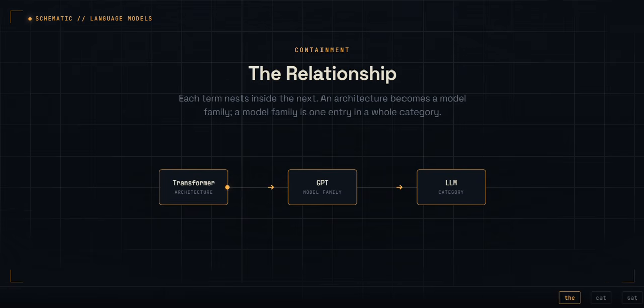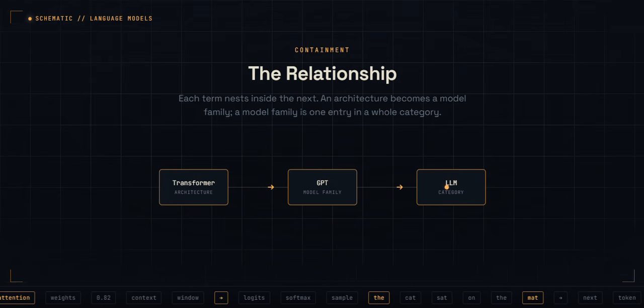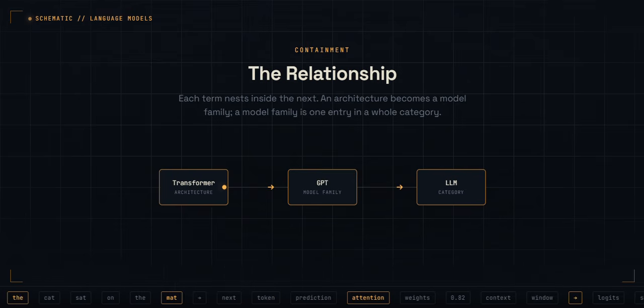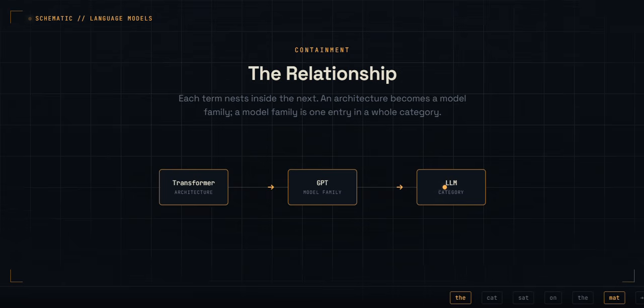Think of it like building a car. The transformer is the engine design. Using that design, OpenAI built the GPT family. But GPT isn't the only one. There are many large language models. That's where LLM comes in. LLM simply means large language model. It's the umbrella category that contains GPT and many other models. So remember this simple chain: transformer, GPT, and LLM, architecture, model family, and entire category.